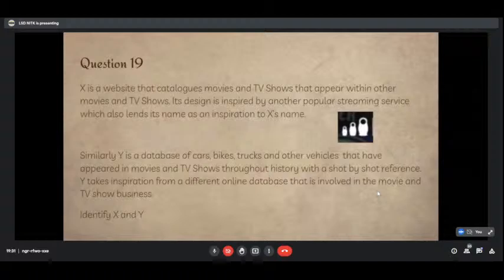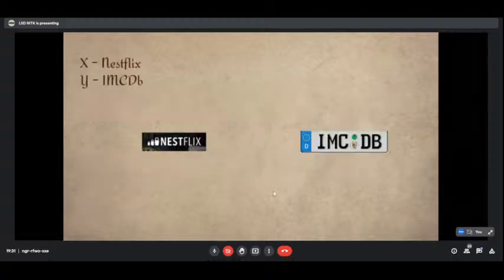Question 19. Did anyone get this? The TMDB and IMCDB, something like that. Right. So for the second part, IMCDB is correct. It is a blatant riff off of IMDb, which is Internet Movie Car Database. The first one we got was called Nestflix. Complete guess. Because of the nesting dolls. Yeah. So the logo for it is the dolls which fit inside each other, going with the theme that they catalog movies and TV shows which are inside other movies and TV shows. So Nestflix was the answer for that.